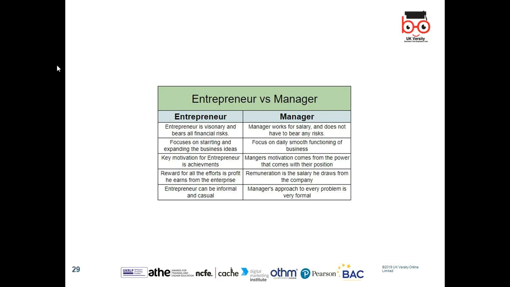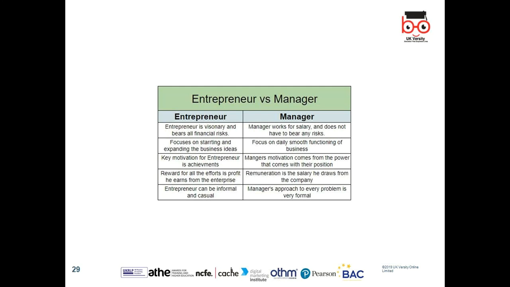Entrepreneurial is a visionary. So you have a vision. You're always looking at new things. The managers always manage the routine things. So managers work for salaries and do not have any risk. So entrepreneurs focus on starting and expanding business ideas. The managers always focus on the daily smooth functioning of the business.